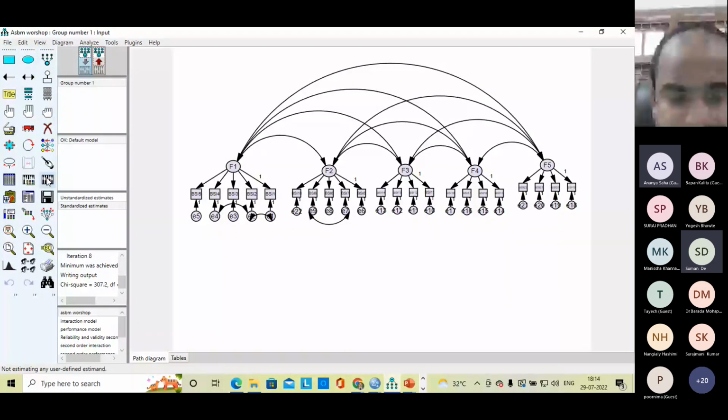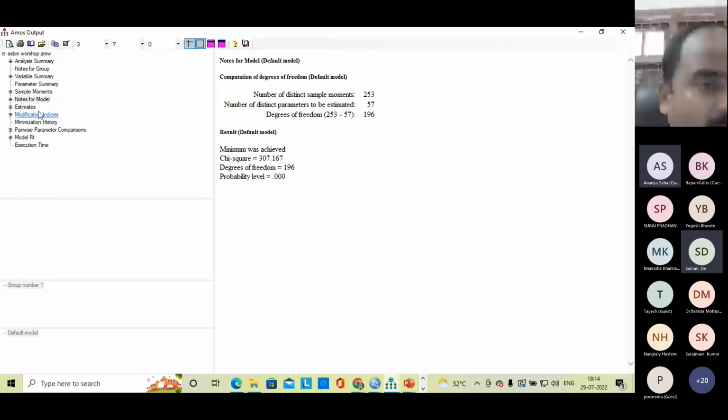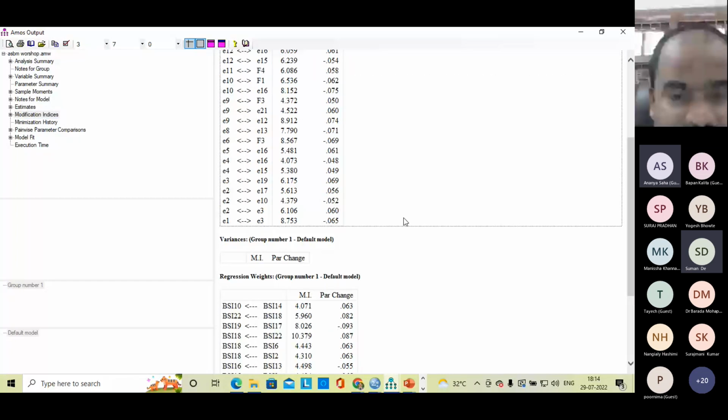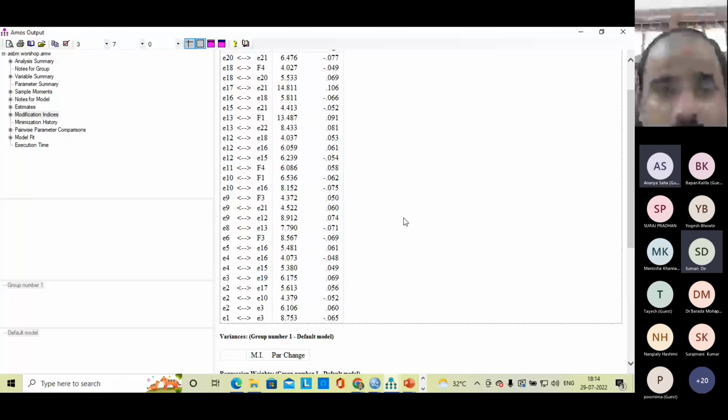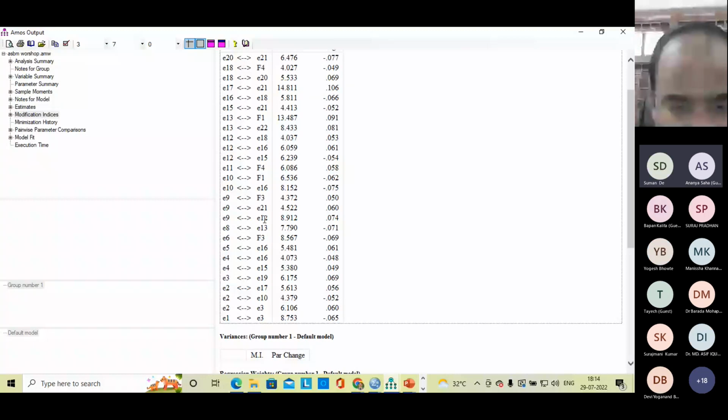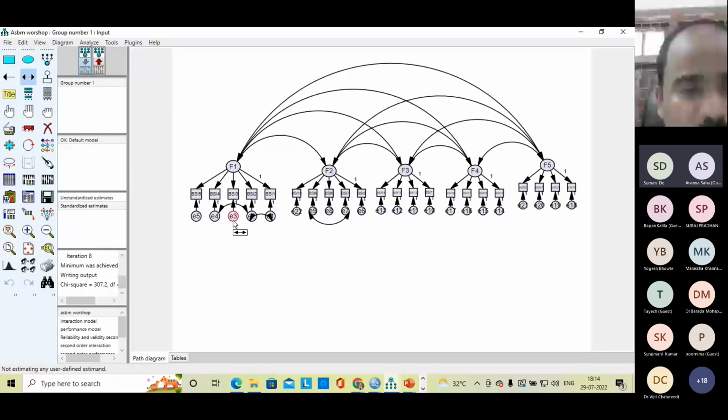Go to the text output. Please see, go to the modification indices. Please see, all of you, which can be correlated. E8, E13 are 19 minus, E9, E12. No, it is different, sir. E2, E3. Yes, very good. Yes, it can be E2, E3. It has been correlated now.